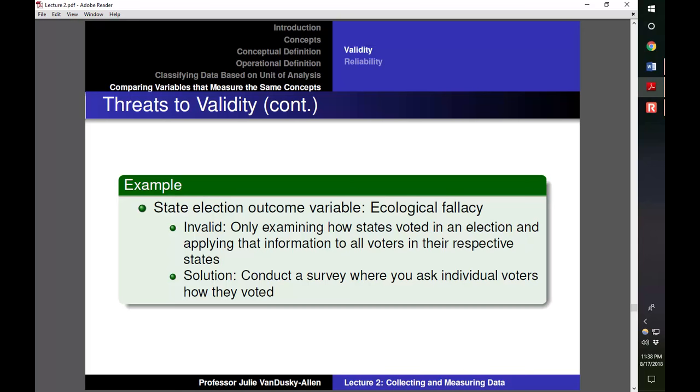That is most likely not true, since it is possible that a large minority of voters in the state could have voted for the Democratic candidate, but the Democrat lost. The solution to this problem is to conduct a survey to gauge how many people in a state voted for Democrats versus Republicans.